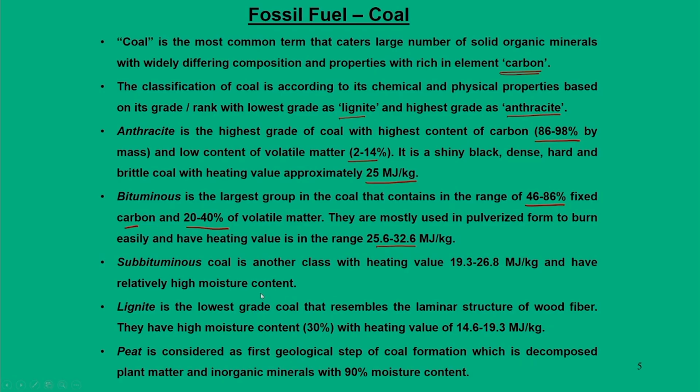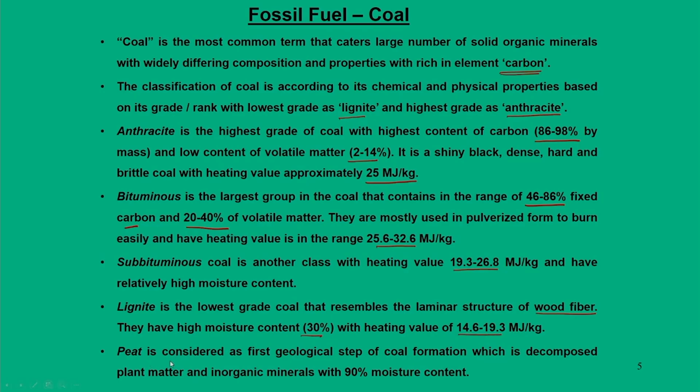The next category is called sub-bituminous coal, for which the heating value further drops, to 19.3 to 26.8 megajoule per kg, and they have relatively high moisture content. Lignite is the lowest grade coal that resembles the laminar structure of wood fiber, and it has the highest moisture content, which is 30%. Heating value is further less, that is 14.6 to 19.3 megajoule per kg.